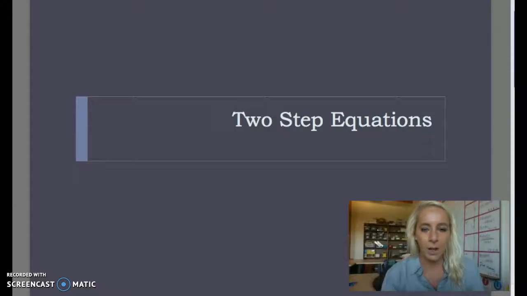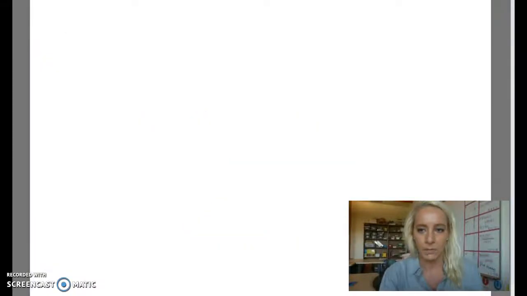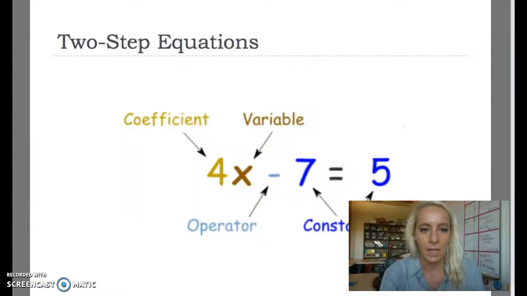All right, anyway, we're going to go through a couple key terms when talking about two-step equations, as well as the steps to solve and strategies that you can use when solving two-step equations. The first thing that I want to point out is some key terms when talking about two-step equations.